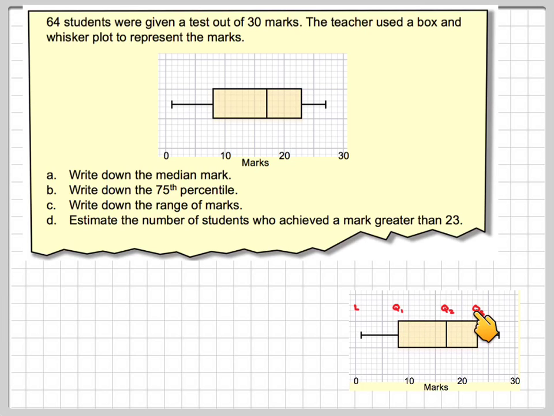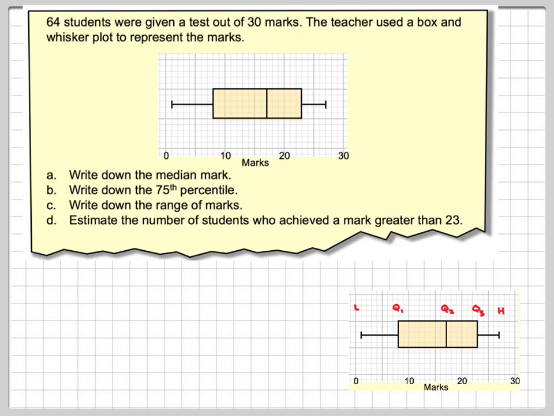And then this is known as the upper quartile, so there's 25% of the marks between Q2 and Q3. And this is the highest mark, and there's 25% of the marks between Q3 and H. So it's very, very important you understand that before you start reading the box and whisker plot.